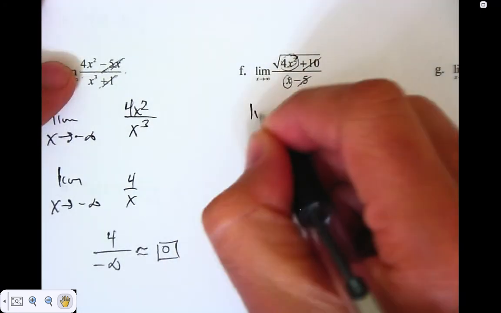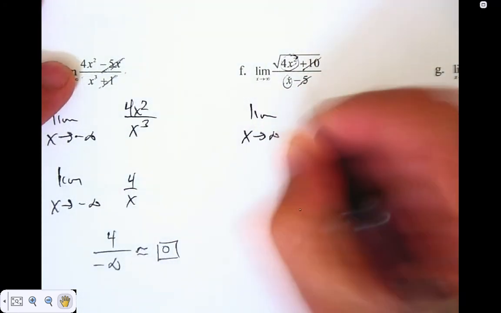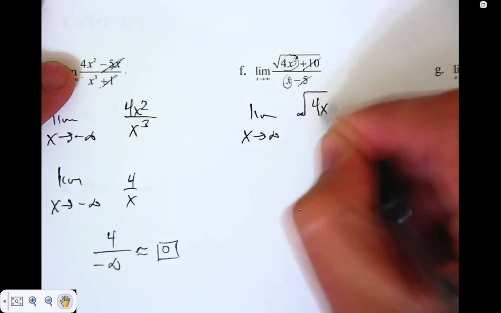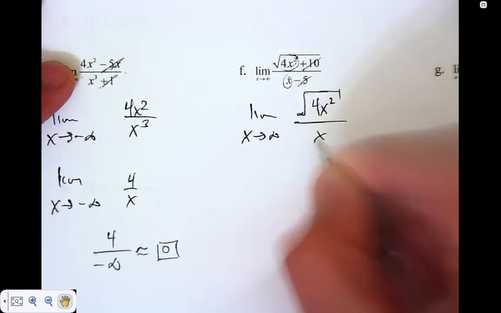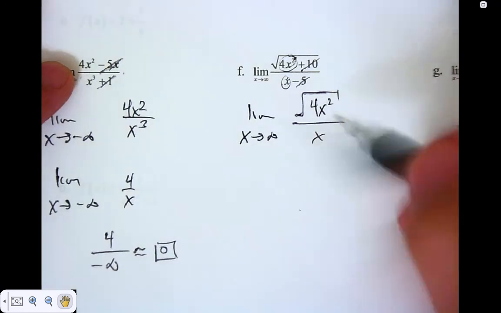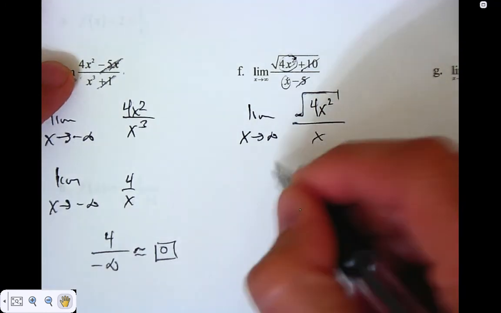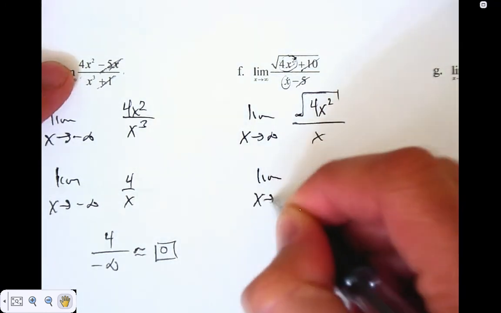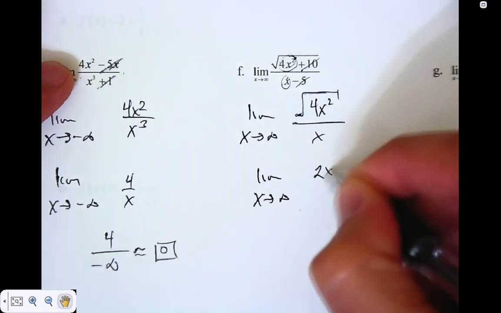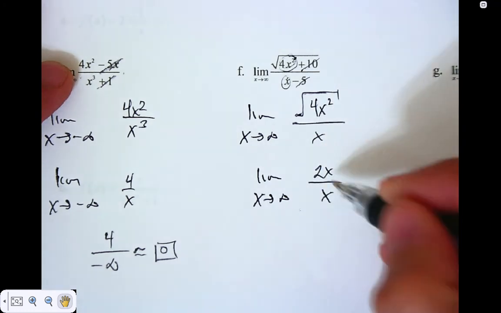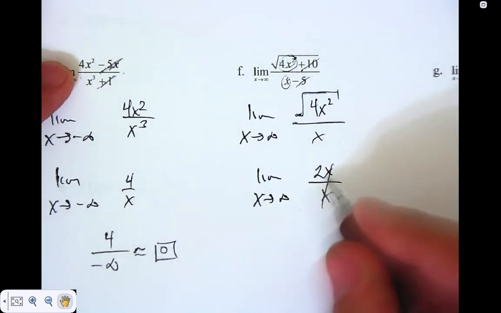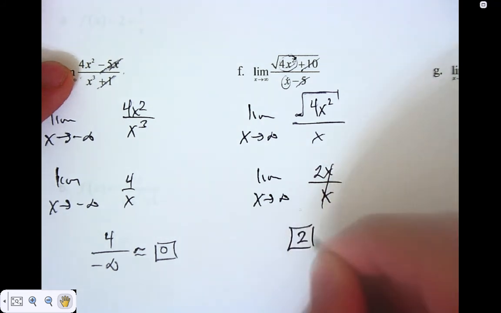Okay, so you're going to take the limit as x goes to infinity, and you're really analyzing the square root of 4x squared over x. Okay, well, what does the square root of 4x squared become? Hopefully you're good with your brain, says, look, that acts like 2x. And then the x's cancel. And the limit as x goes to infinity of 2 is just simply 2.